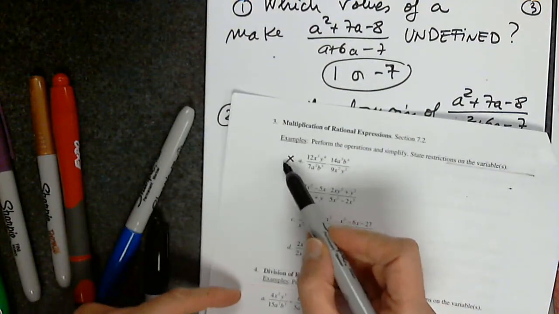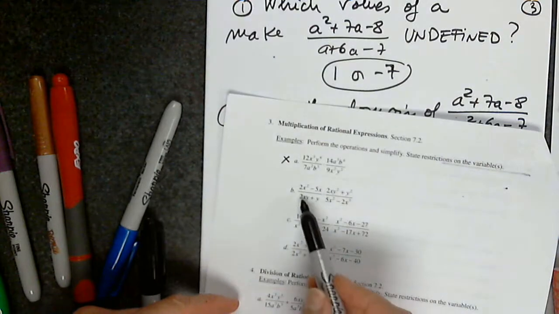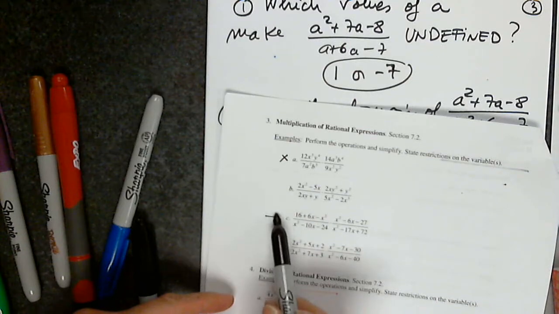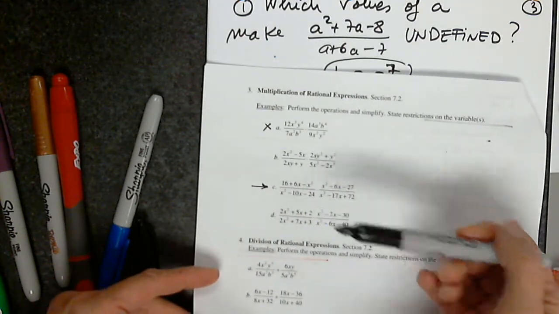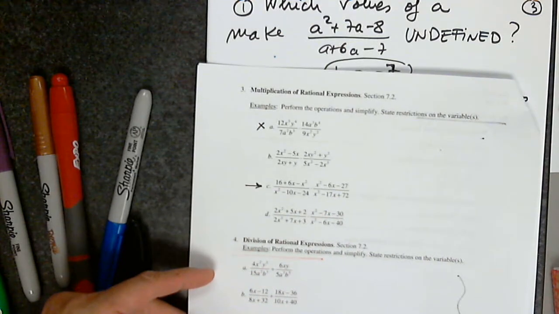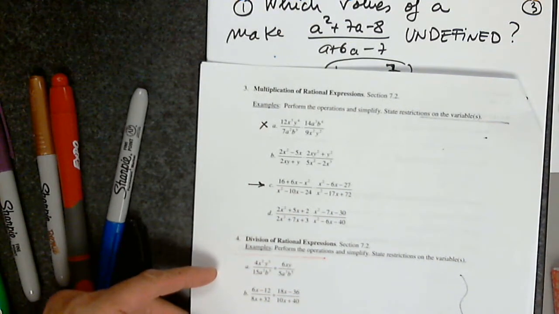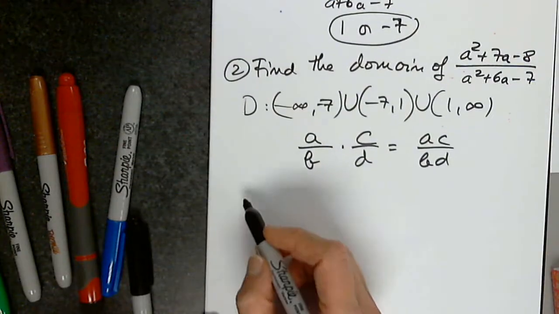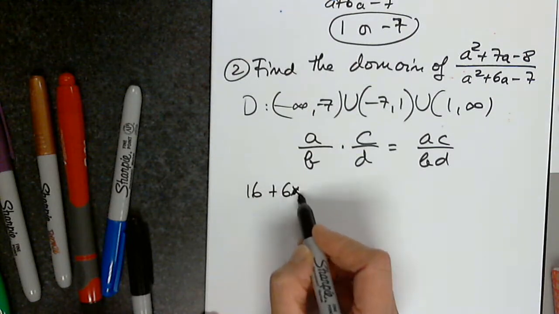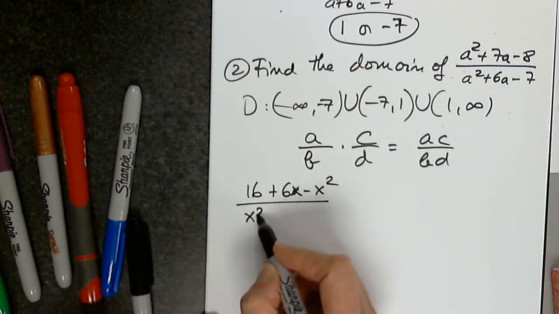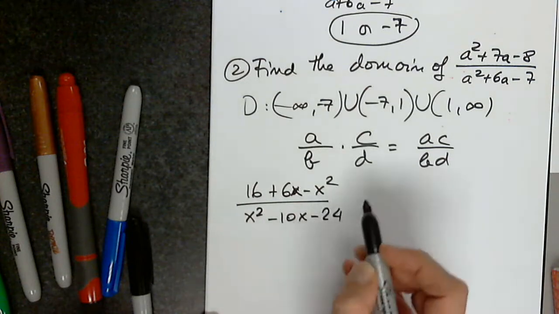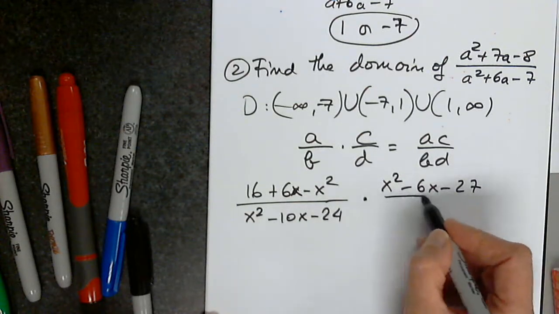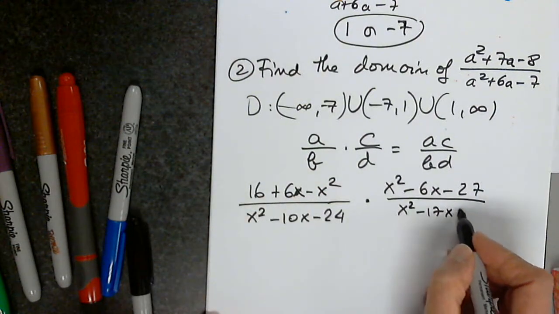Okay, so I'm going to leave this one because we just did a similar problem. I like to look at two of those, and then we'll come back. Please choose. I would definitely like to do C, and then choose either B or D, and then we'll come back. Promise to the other ones. Choose one more. D. Very good. So let's do C and D. So in C I have 16 plus 6x minus x squared over x squared minus 10x minus 24 multiplied by x squared minus 6x minus 27 divided by x squared minus 17x plus 72.